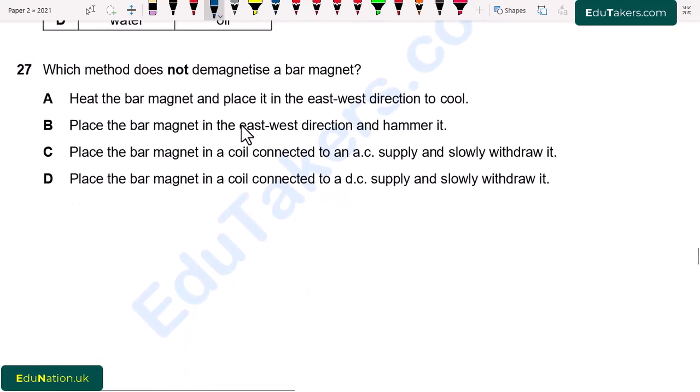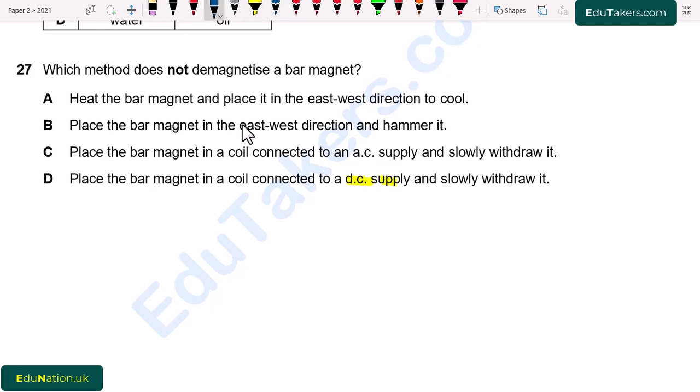Question number 27. Which method does not demagnetize a bar magnet? A. Heat the bar magnet and place it in the east-west direction to cool. B. Place the bar magnet in the east-west direction and hammer it. C. Place the bar magnet in the coil connected to an AC supply and slowly withdraw it. D. Place the bar magnet in a coil connected to DC supply and slowly withdraw it.